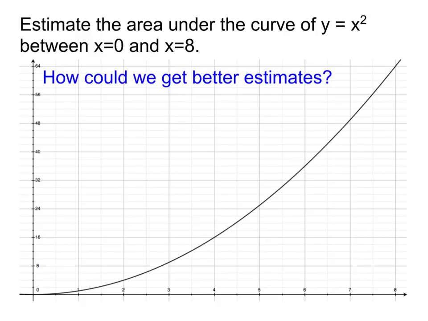Yeah, so one method is a more narrow rectangle. They could be half a unit wide. They could be a quarter unit wide. They could be 1/100th of a unit wide, although that would be a lot of rectangles. But yes, if we make the rectangles more narrow, that's one way we might be able to get a better estimate. Okay, what else?